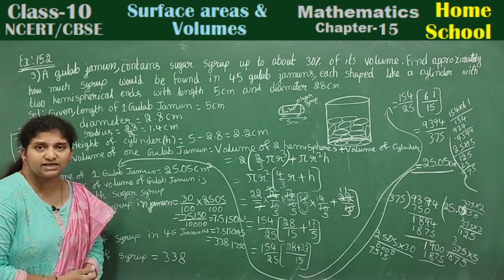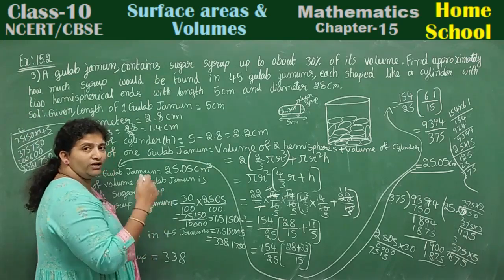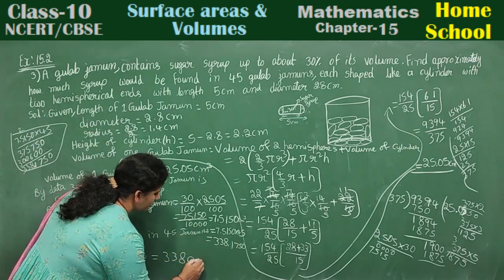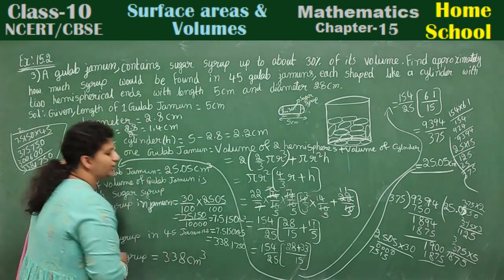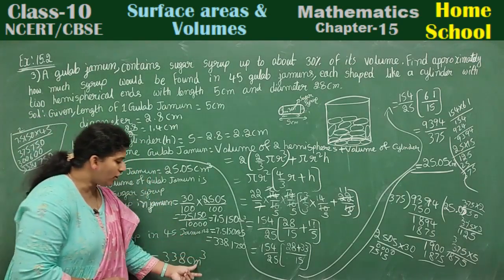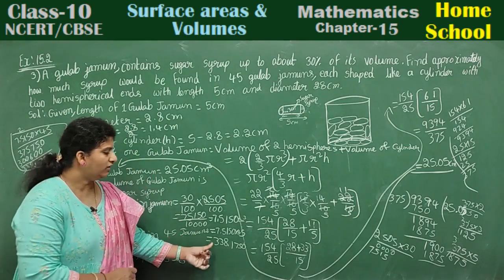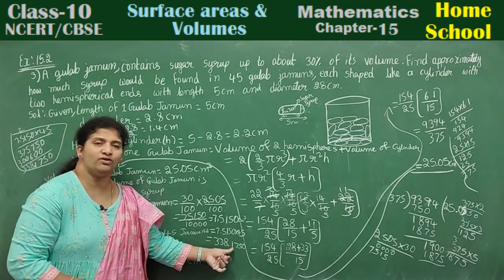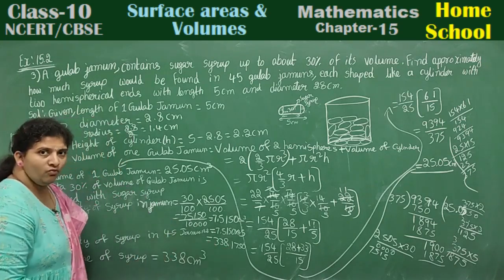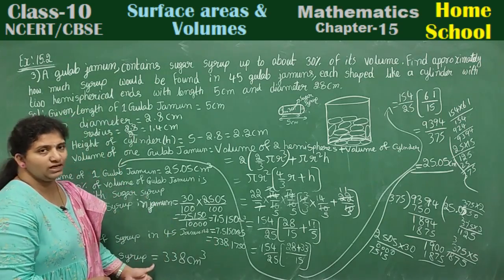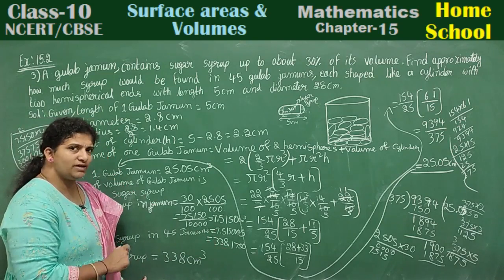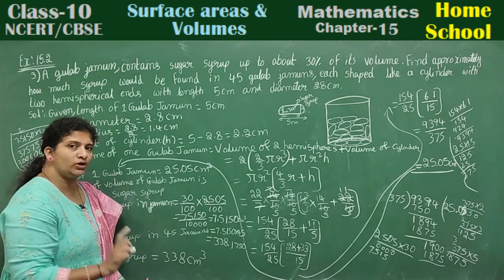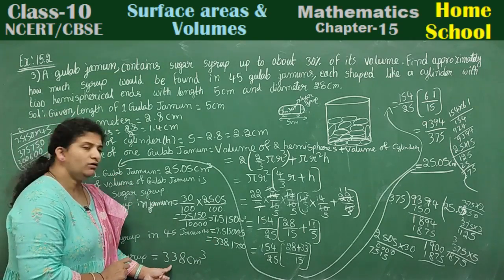The volume of sugar syrup contained in 45 jamuns is equal to 338 centimeter cube. See, children, I am writing the approximate answer here. Total sugar syrup in 45 jamuns is how much? 338.17. Therefore, the total volume of sugar syrup in 45 jamuns is equal to 338 centimeter cube.